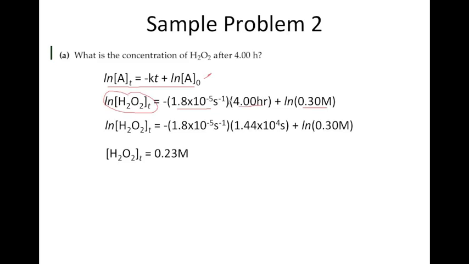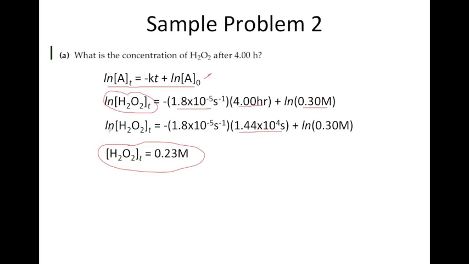So I plug those in. Something that you need to be aware of, as you see, I put in my units. Please don't skip steps and not include your units. My rate constant is seconds to the minus 1. My time is in hours. I need to get those in the same units so they cancel. So here, I changed my time from hours to seconds. Now, I can just solve my problem, and I get the concentration of hydrogen peroxide after 4 hours of 0.23 molar.